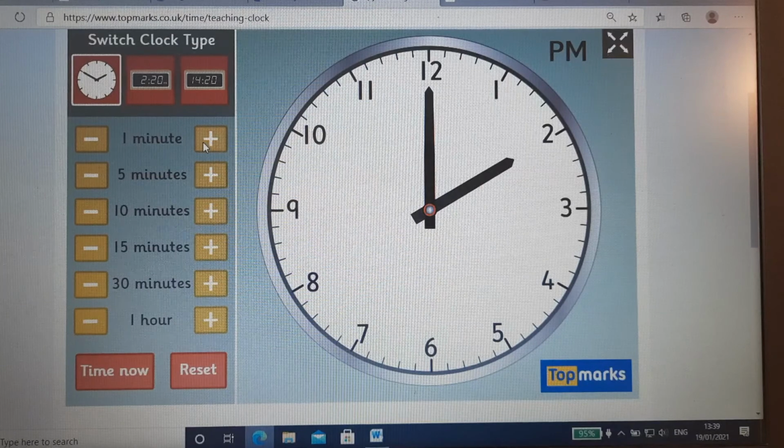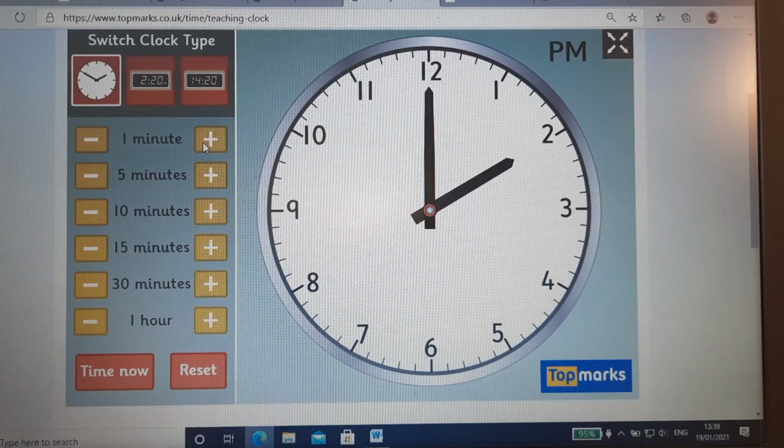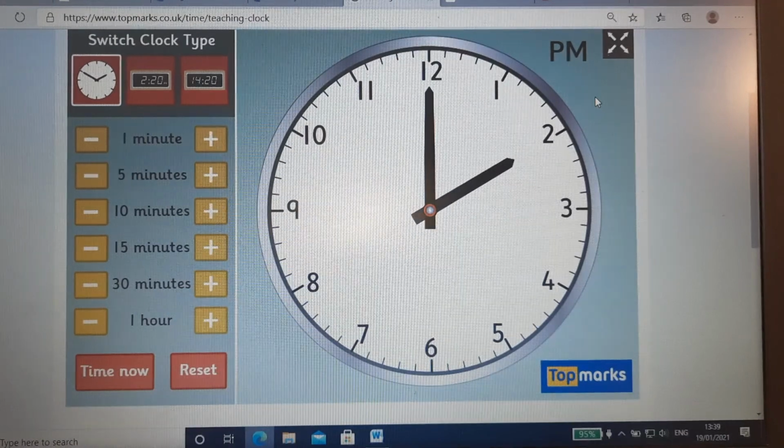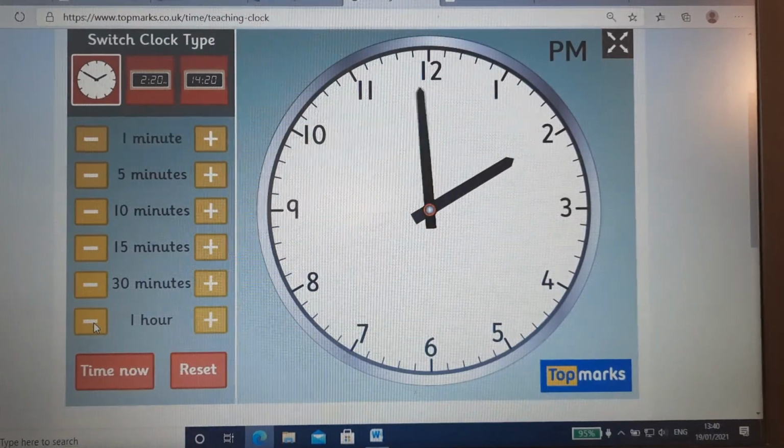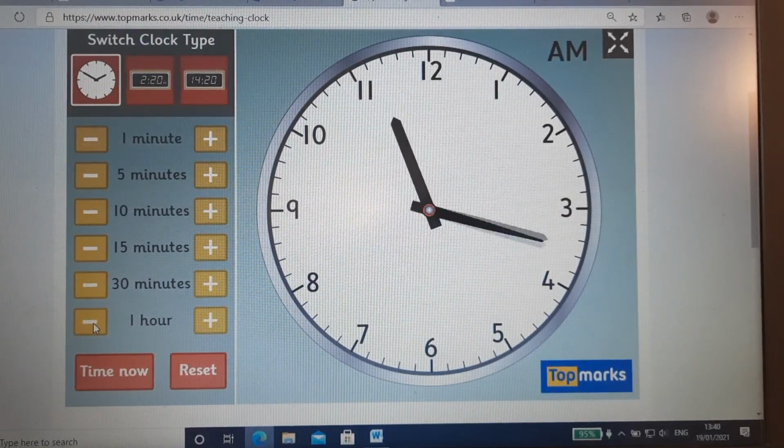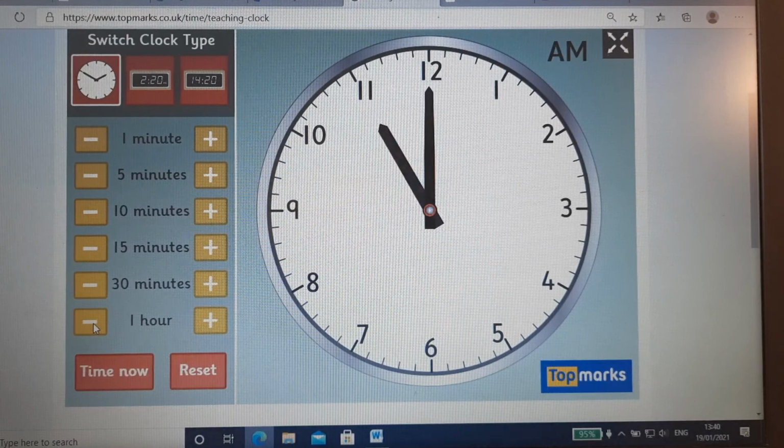What time is that? Hopefully you would have said it's 2 o'clock. And if you're really good, you would have spotted that it's 2 p.m. So you would have said 2 o'clock in the afternoon. Give you one more go and see if you can make sure, if you didn't include that last time, you include it this time. Okay, what time is that? Shout it out. Okay, so hopefully you would have shouted out 11 o'clock in the morning because we can see it is 11 a.m.